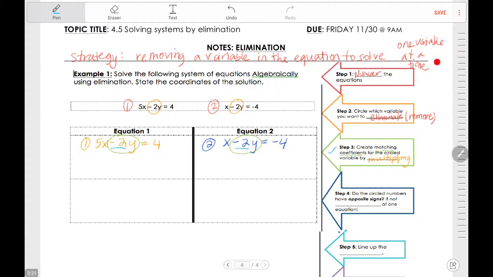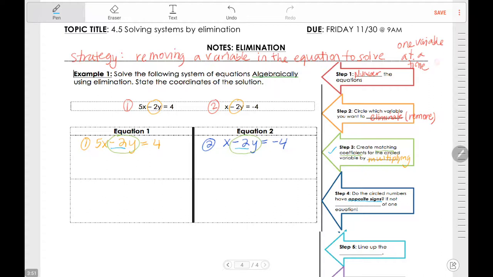Okay. Step 4. Do the circled numbers have opposite signs? That means, is one of them a negative 2 and is one of them a positive 2? So let me backtrack to step 3. I'm sorry. Create matching coefficients. We mean, is the number, let's forget about the sign, is the number the same in both of them? Yep, this is 2 and this is 2. So step 3 is fine. Step 4. Do the circled numbers have opposite signs? Was this a positive 2 and then this was a negative 2 or vice versa?